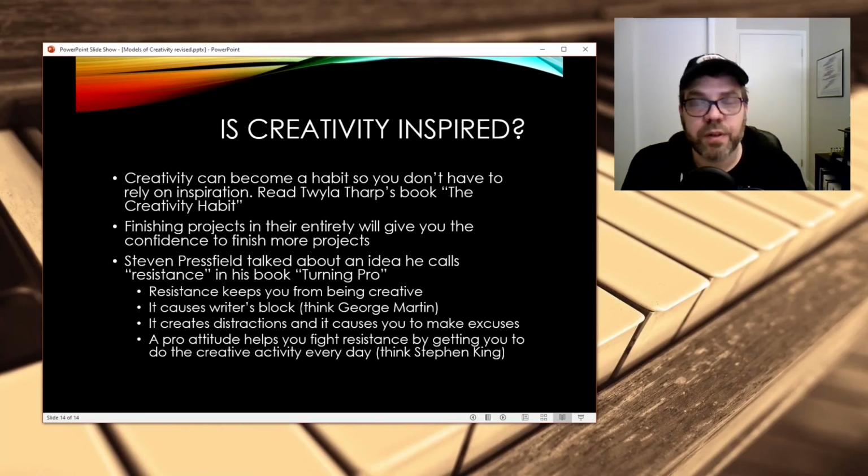Finishing projects in their entirety will give you the confidence to finish more projects. And it just, one thing builds on another. And so when you finish things in their entirety, and for me, for example, I used to write a lot of music when I was younger, and I would just get all the notes on the page, and I thought, wow, look at that. Great, I'm done.